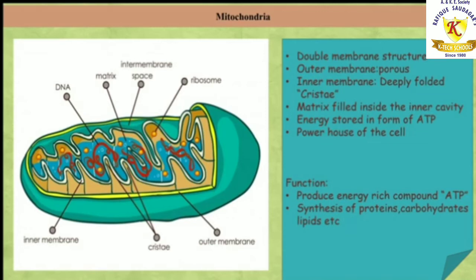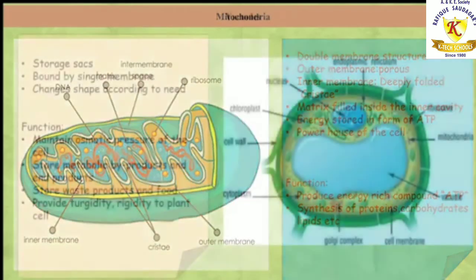With the help of enzymes, mitochondria oxidize carbohydrates and fats in the cell. So the energy released in this process is stored in the mitochondria in the form of ATP. So the function is to produce the energy-rich compound ATP and synthesis of protein, carbohydrates, lipids, etc.